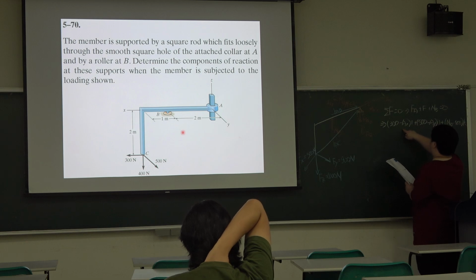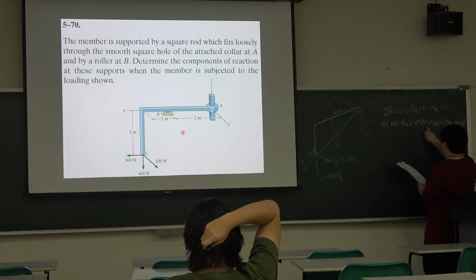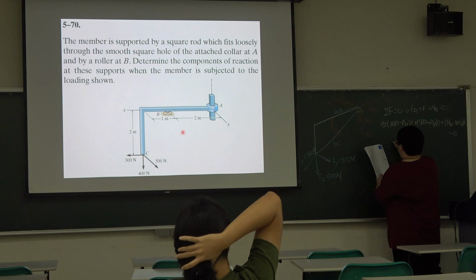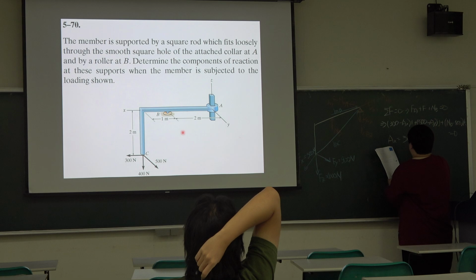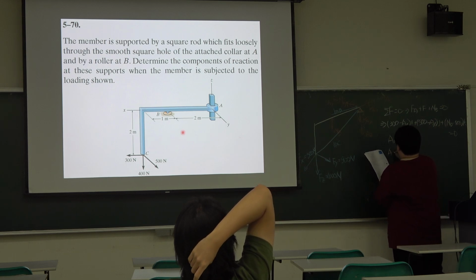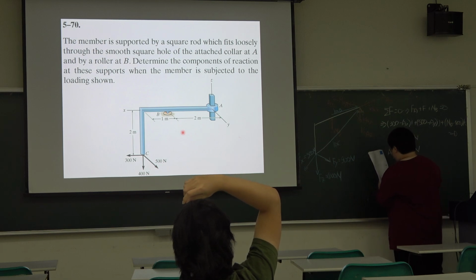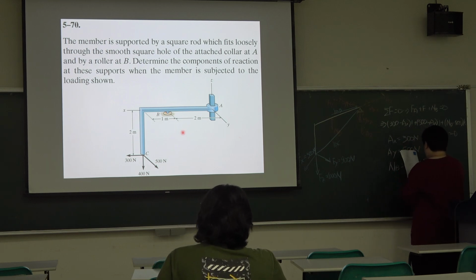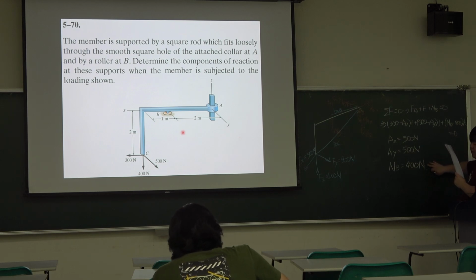Okay, so the I part also equals 0, because summation Fx equals 0, summation Fy equals 0, summation Fz equals 0. So we can easily calculate Ax equal to 300 Newton, Ay equal to 500 Newton, and MB is equal to 400 Newton. Okay, so we have these three force answers over here, and then we can do the summation.